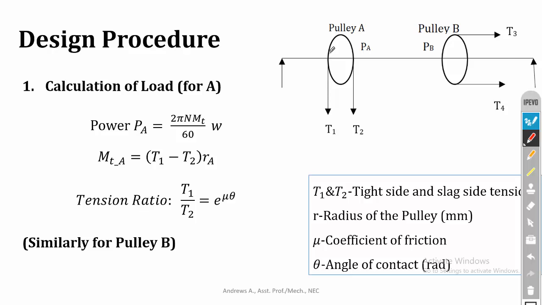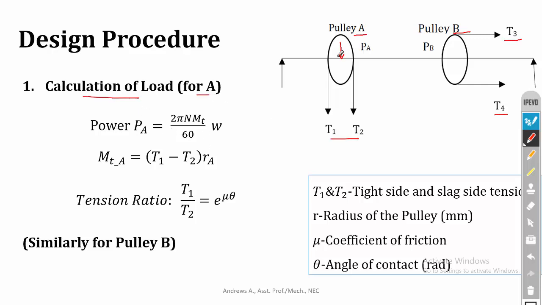So here I have considered two pulleys. A simply supported shaft is carrying the two pulleys, pulley A and pulley B. The pulley A has vertical belt drive and the pulley B has horizontal belt drive. Because of the pulley, a transverse load will be acting on the shaft, and that is the reason for the bending stress. So we will start from the calculation of load for pulley A.